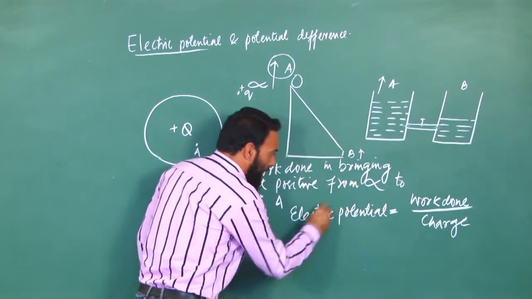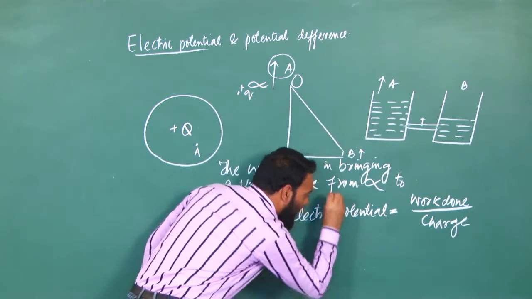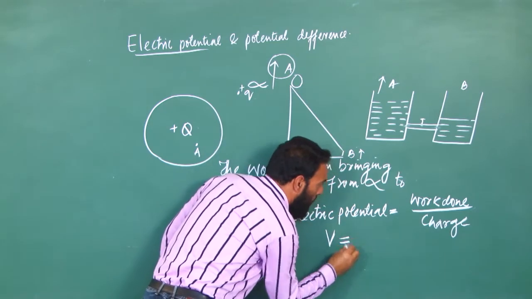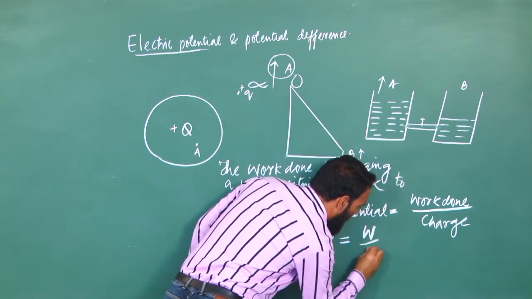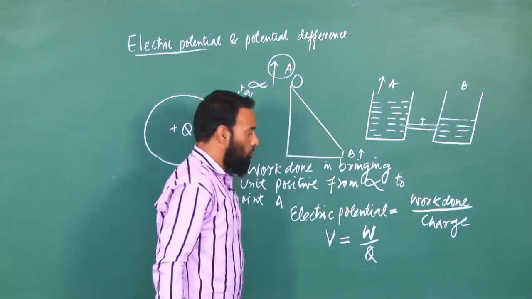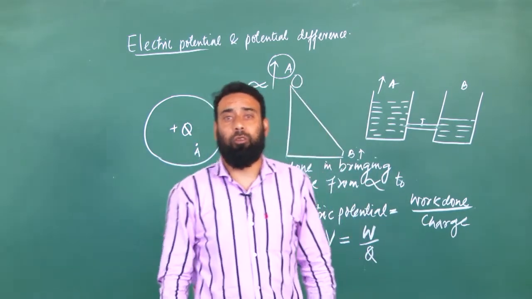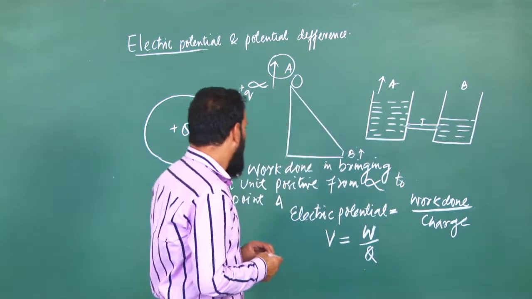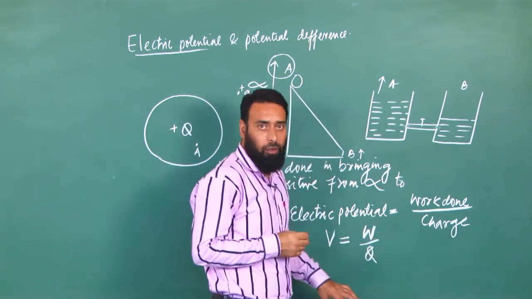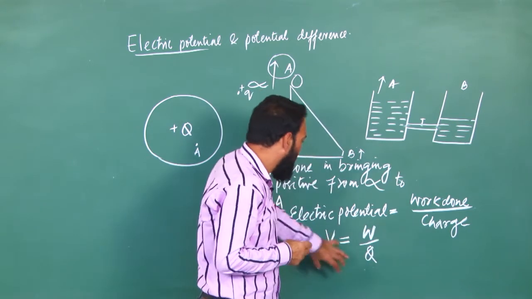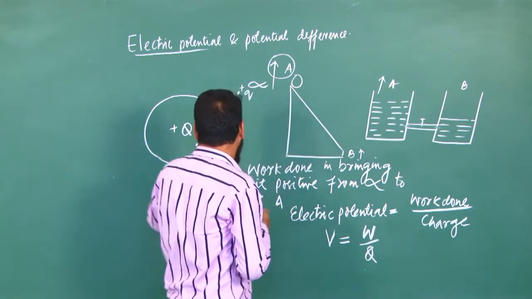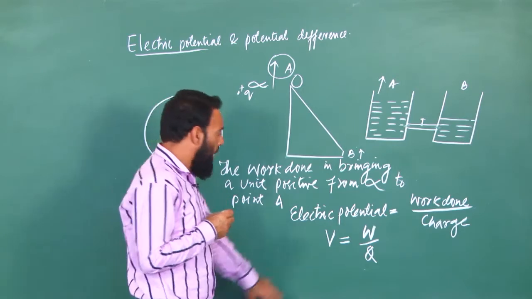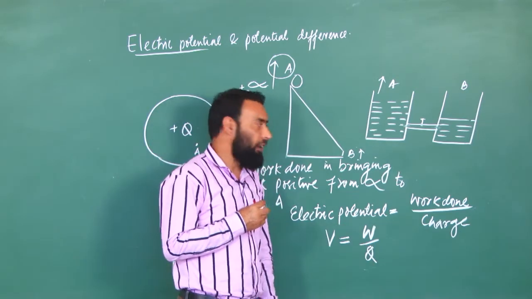So electric potential is represented by V. V is equal to W divided by Q. So the electric potential is equal to the ratio between work done and charge. Now, let's find out the units of electric potential. At point A, there is an electric potential, and let us see what the unit of electric potential is.